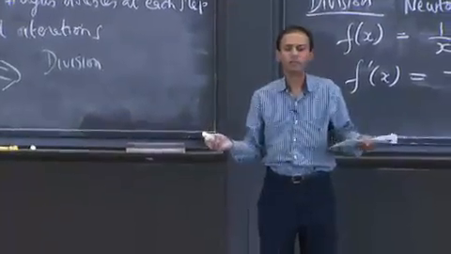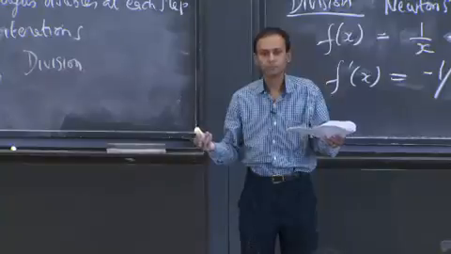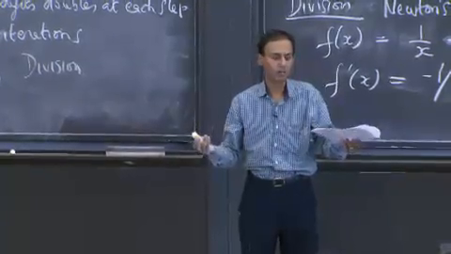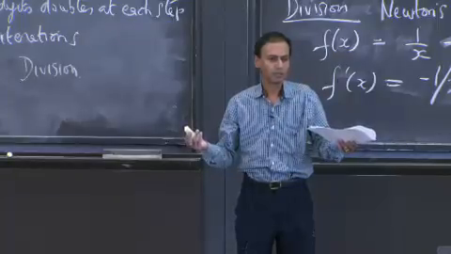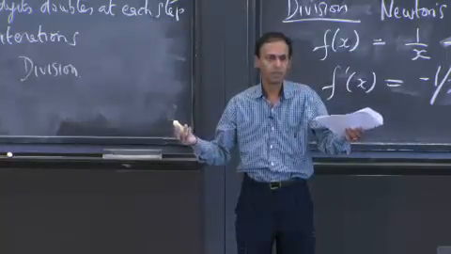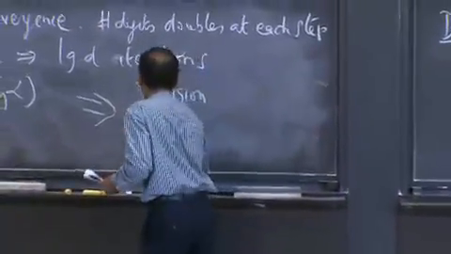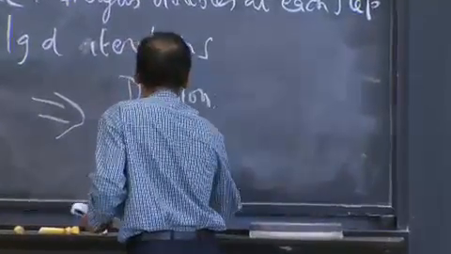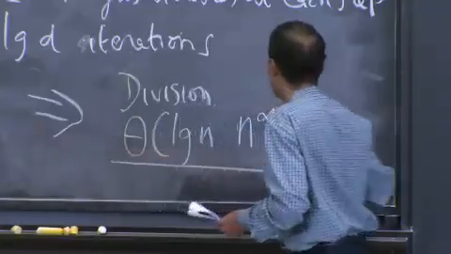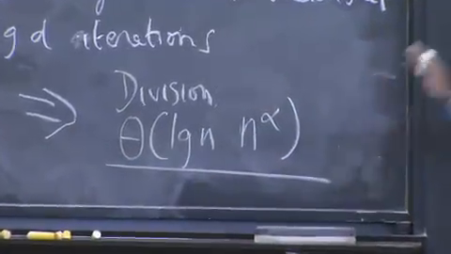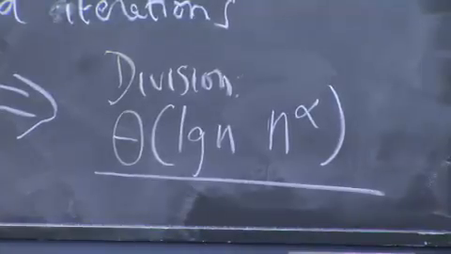For n-digit numbers, it's going to be? Want to hear it from you. How many iterations of multiplies do I have? Hard multiplies do I have? Log of n, right? It wasn't a hard question. So division would be theta log n times n raised to alpha. All right? Everybody buy that? No?